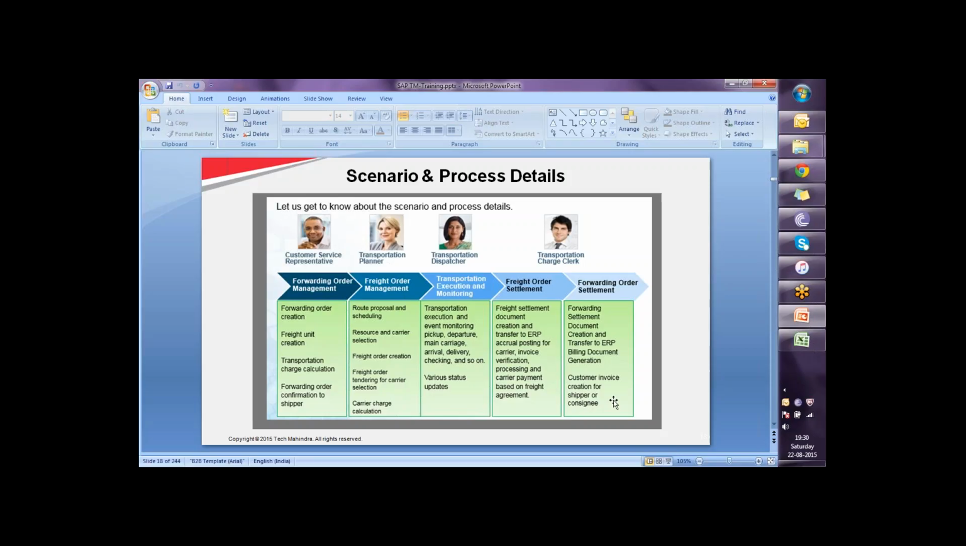The dispatcher performs event monitoring, pickup, departure, main leg, all those things. And after that, the final part is done by the charge clerk who does the freight order settlement for the carrier and the forwarding order settlement with the final consignee or the shipper.